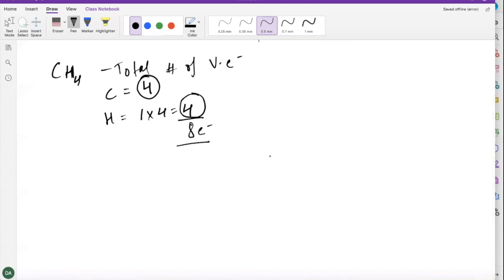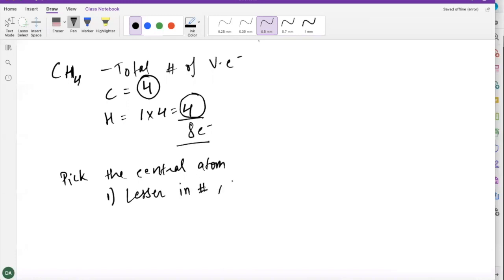All right. Now, the next thing is we need to pick the central atom. Okay. Now, what do we mean by that? You know how I draw the central atom and then I draw 4 hydrogens around it. We already knew this, but for different examples, it's going to be different. What are you going to put in the center? So, who is going to be in the center, guys? These are your rules. The first rule is that the one which is lesser in number will go in center.